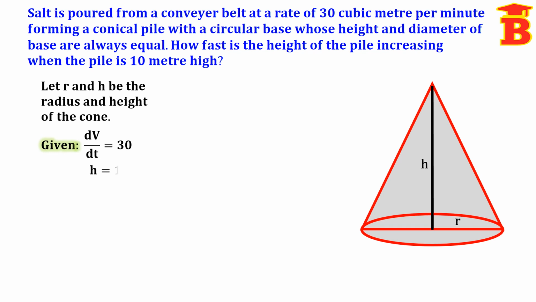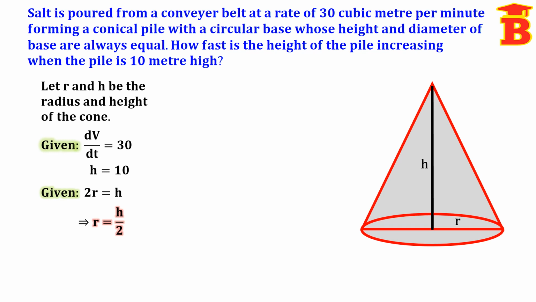And also see the last line, 10 meter high. So the height H equal to 10. We have to find how fast the height of the pile is increasing. Height increasing is dH by dt. So we have to find dH by dt. And also the given condition is height and diameter are always equal. Diameter is 2r, equal to height h. So this implies r equal to h divided by 2.